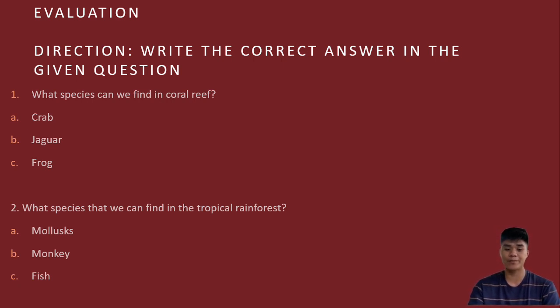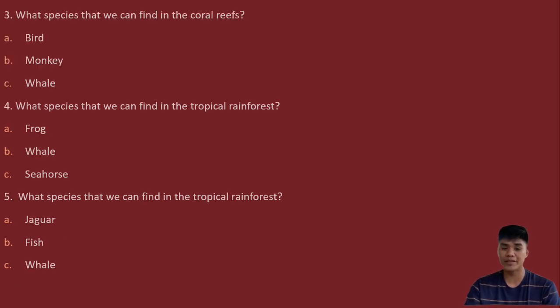Number 2 is, what species can we find in the tropical rainforest? A. Mollusk, B. Monkey, C. Fish. That's right, the letter B, the monkey, which lives in the tropical rainforest. Number 3 is, what species can we find in the coral reef? A. Bird, B. Monkey, C. Whale. That's right, the whale, because the whale lives in the water, which is in the coral reef ecosystem.